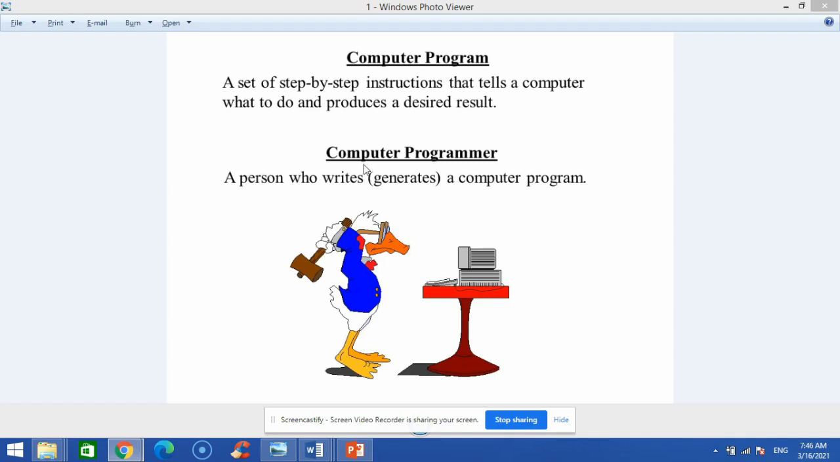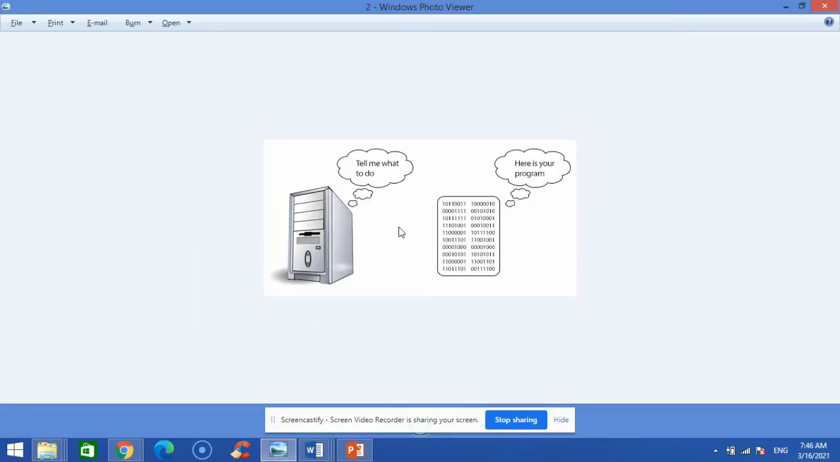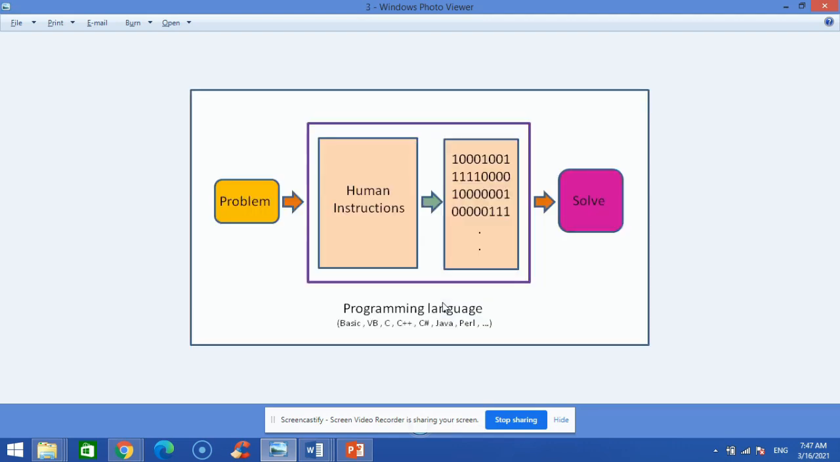And a computer programmer is the person who writes a computer program. For writing a computer program, we need a programming language. By default, computers understand machine language, which is in the form of zeros and ones. But obviously, a human cannot understand this language, so we have to write programs in a language that can be understood by us. And then we need software which will translate our program to machine language.